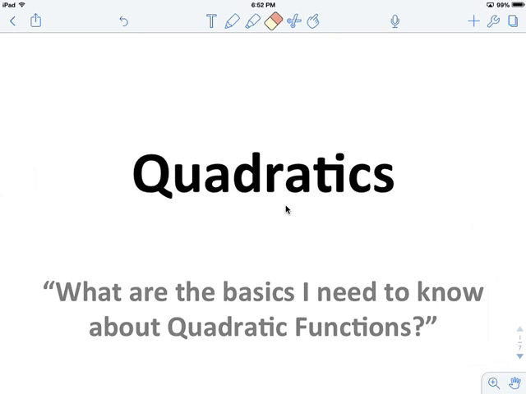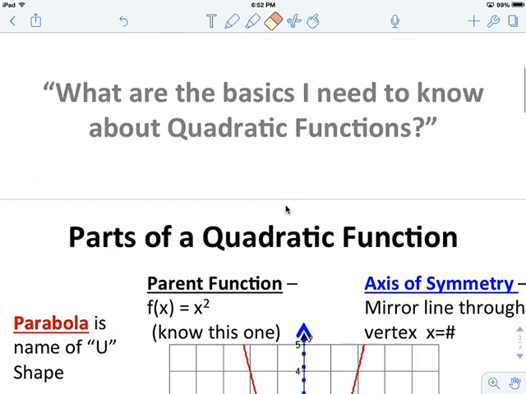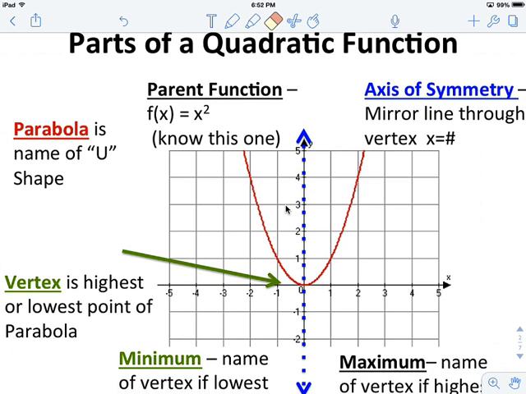This video will go over the basics for graphing a quadratic and all the vocabulary you need to know when you're graphing a quadratic. These keywords are very important vocabulary words that you need to have memorized for this unit. A parabola is just the name of the U shape that a quadratic makes.